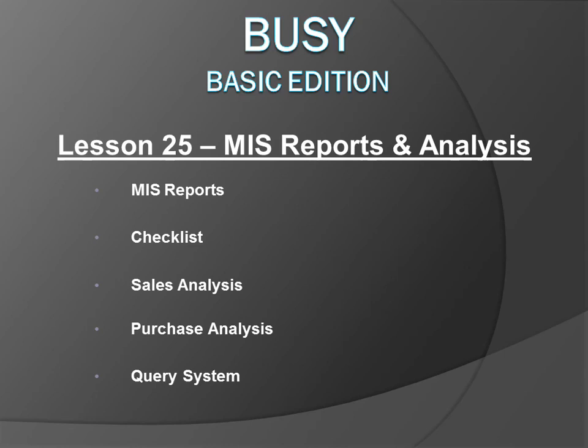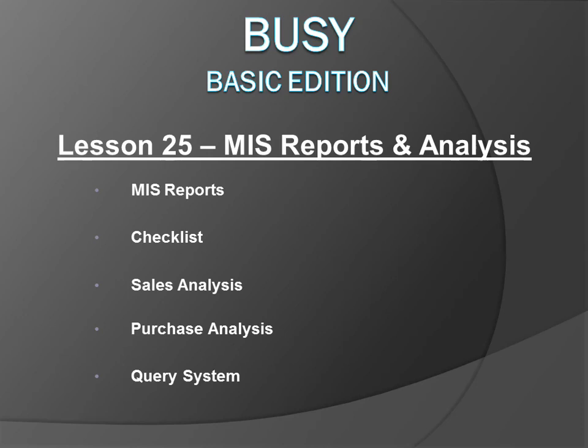Lesson 25: MIS Reports and Analysis. In this chapter, we'll discuss the MIS reports like cash flow, fund flow, ratio analysis, and profitability reports. Then there is your checklist, which will include master statistics, voucher statistics, checking of duplicate, blank, and cancelled voucher numbers, then complete sales purchase analysis, and then the query system.